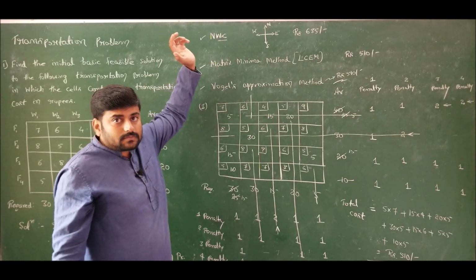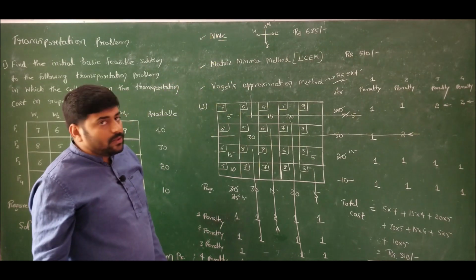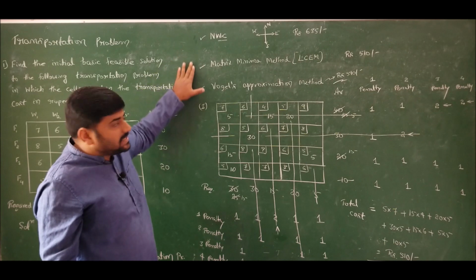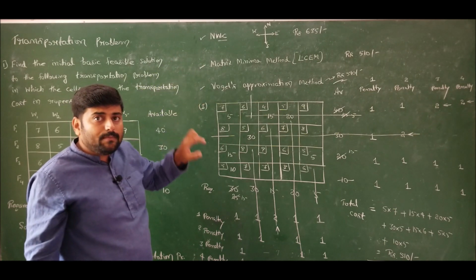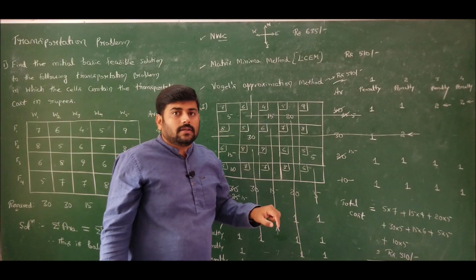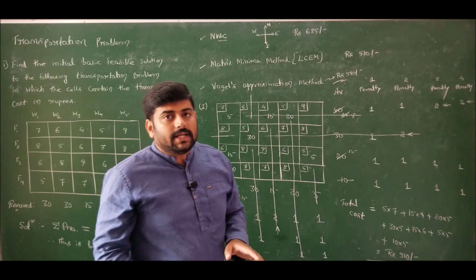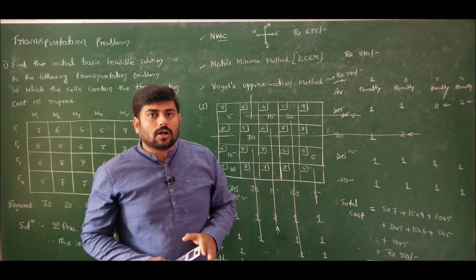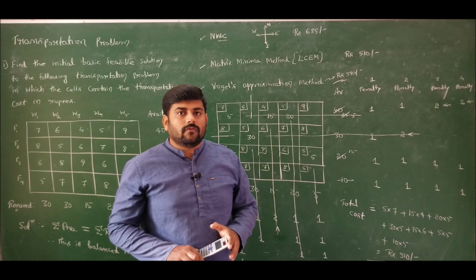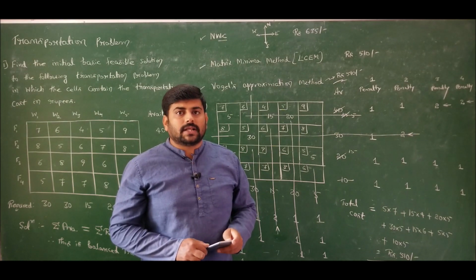So this is how we will be using any one among these three methods to find the initial basic feasible solution. Then using the optimality test either by using stepping stone method or by using modified distribution method, we will be determining the optimum transportation cost.